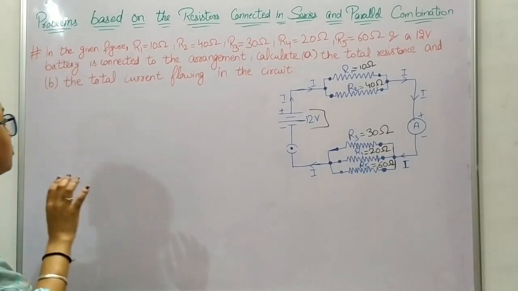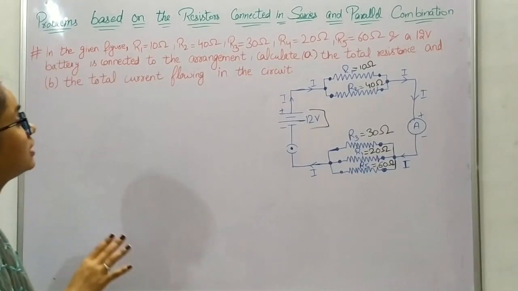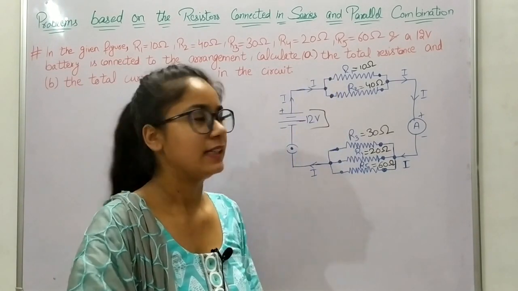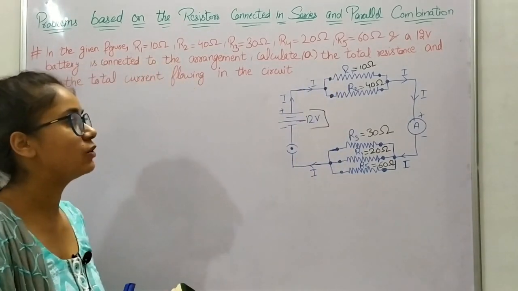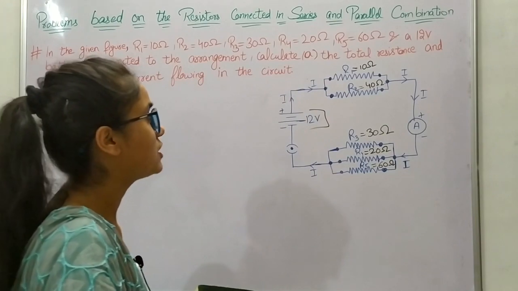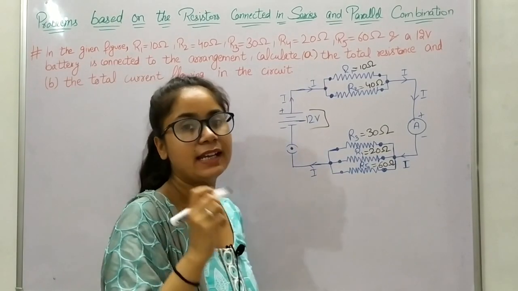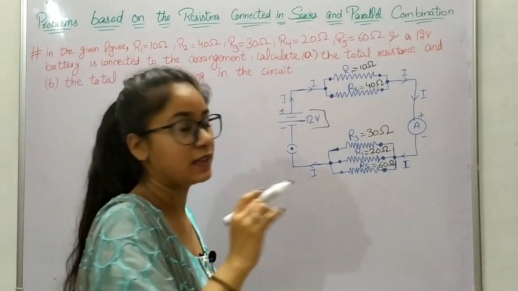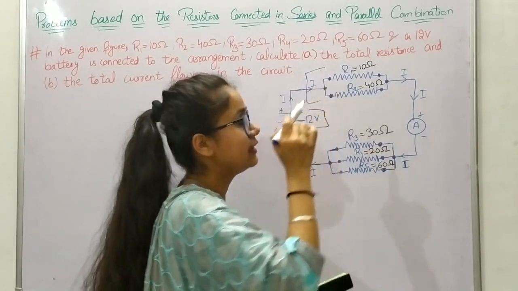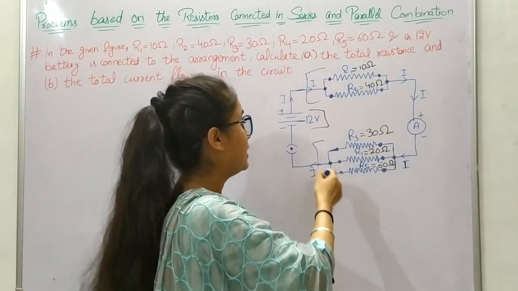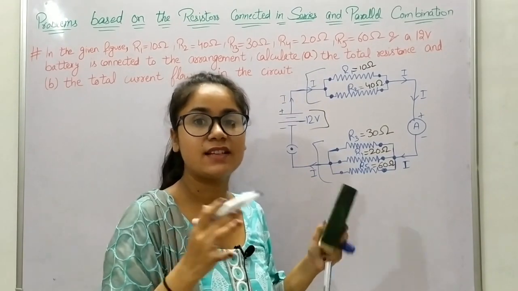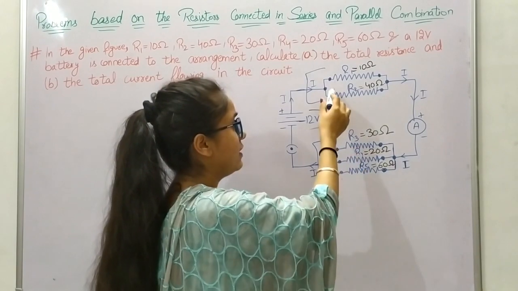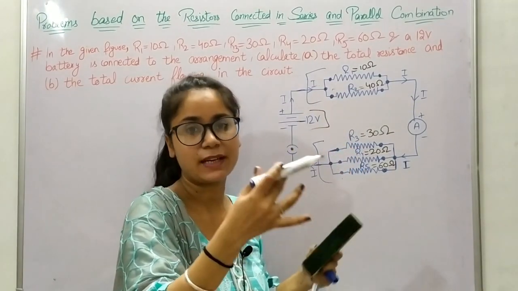in the B part we have to find out the total current flowing in this circuit. So let's start with the A part. In the A part, we have to calculate the total resistance. First of all, we would apply the parallel combination formula on this part, and then on this part, and then we would find the series combination, because these two are in series combination with respect to each other.